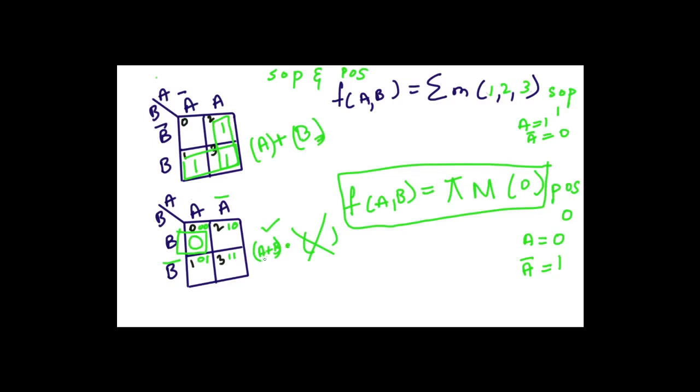Now by just looking at both, here the answer was A plus B, and here the answer is A plus B. So what I mean to say is f of a comma b equal to summation of minterms of 1 comma 2 comma 3 will be equal to product of max terms of the terms which are not present here.